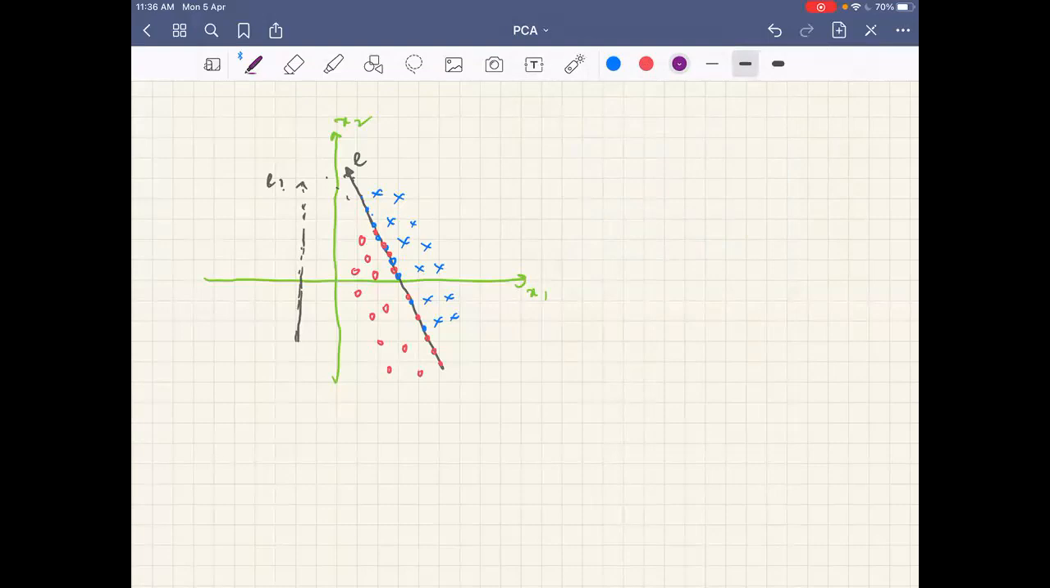Do you suggest any other direction? 45 degrees. Okay, good. So let me project the data onto 45 degrees. This is the direction you are suggesting. Fine. Now if I project the data on this, most of the class 2 data samples are here, so I can easily separate them. This is the better direction for projection.